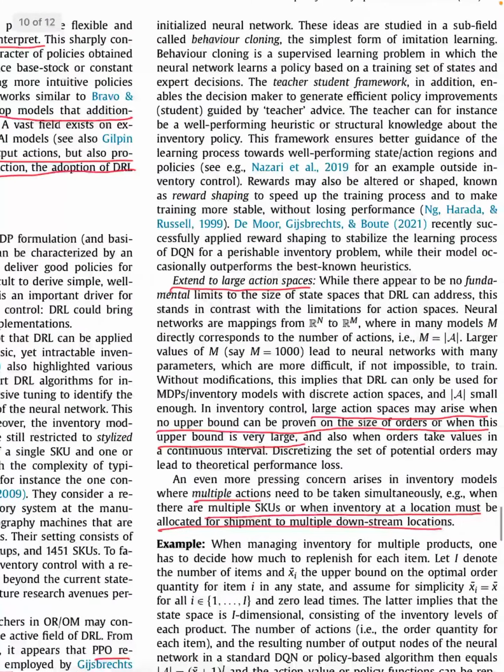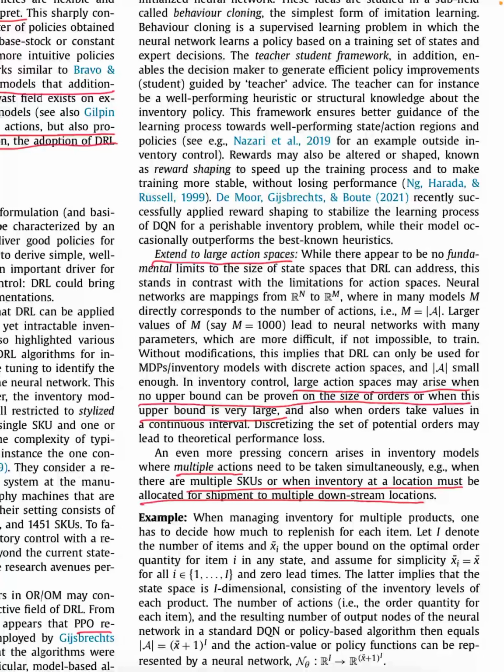Additional research is required if we want to extend to large action spaces. These action spaces arise when no upper bound can be proven on the size of the orders, or when this upper bound is very large, or if we have a continuous interval. Discretizing the set of potential orders may lead to theoretical performance loss. Additionally, there may be multiple actions to be taken, for example, multiple SKUs, or when inventory at a location must be allocated for shipment to multiple downstream locations. In these cases, the action space is quite large, and research is required to develop algorithms that provide solutions for these large action spaces.